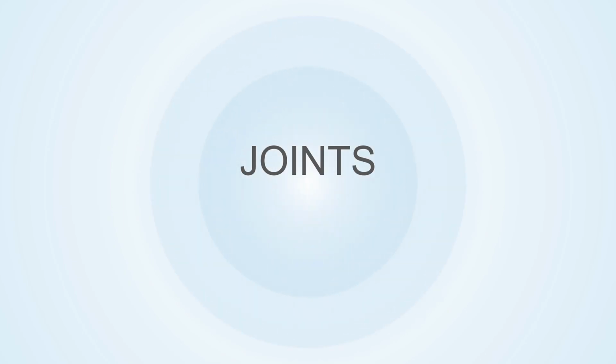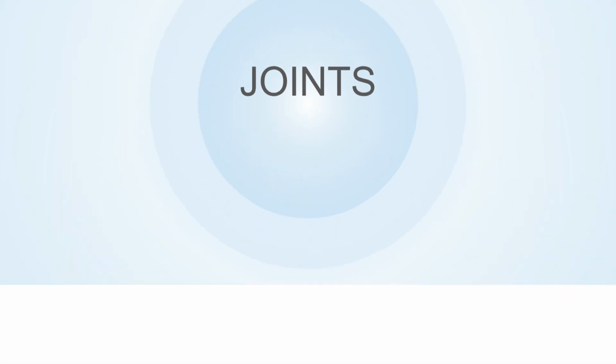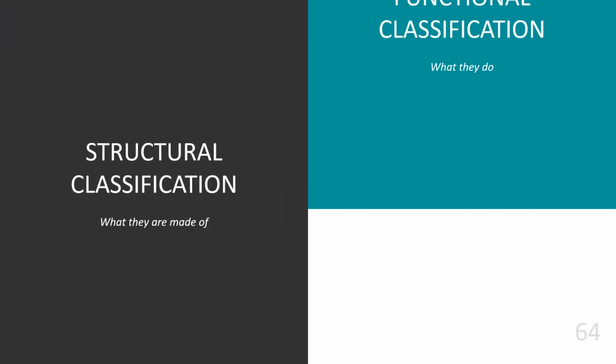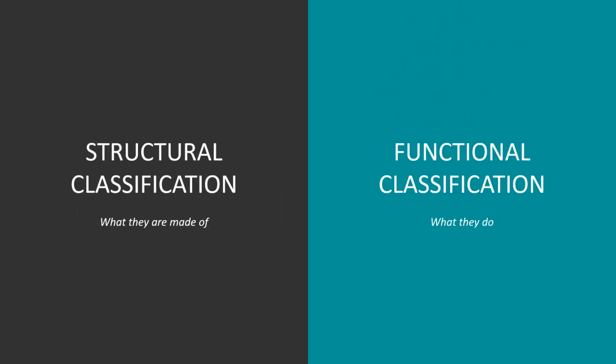So joints. How many joints are in the body? I'll just go straight to the point. There are 187 joints, and you'll all be acquainted with them in the nearest future. Classify joints by what they are made of and what they do. Because form follows function, we can't really talk about one without talking about the other. We will first discuss the structural classification.